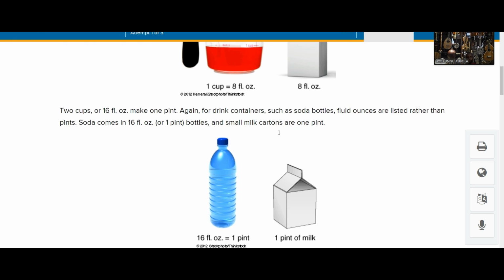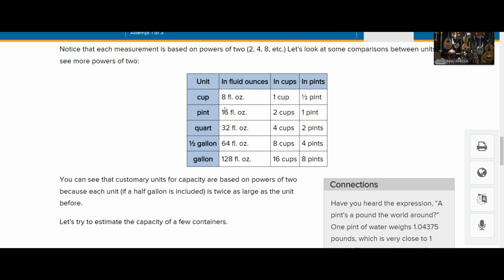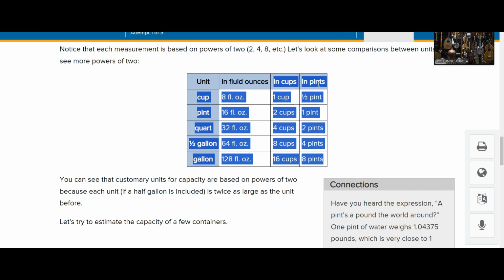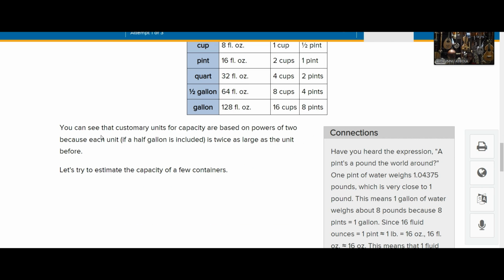Is that clear? Yes. So what we are looking at is the comparison between fluid ounces, cups, and pints. Cups times 8 gives fluid ounces. Cups divided by 2 gives pints. Take note of that, okay? Like this. So you can see that the customary unit capacities are based on powers of 2, because each unit is twice as large as the unit before. That's if half gallon is included.